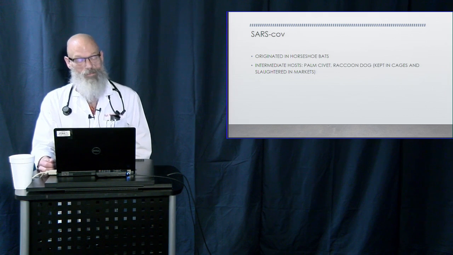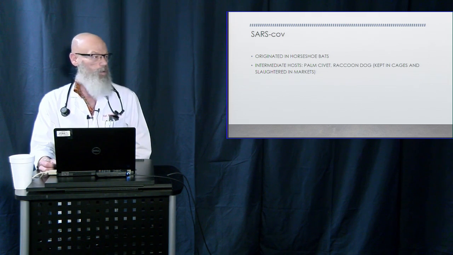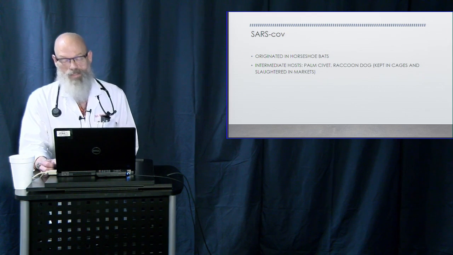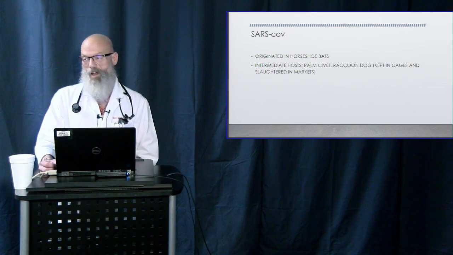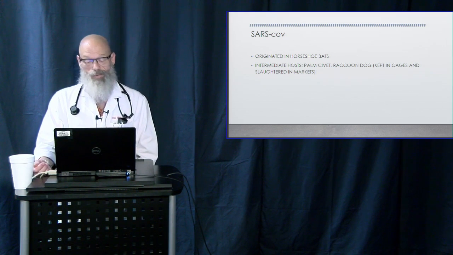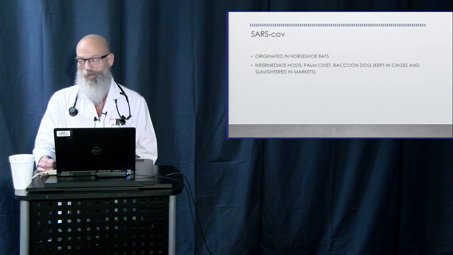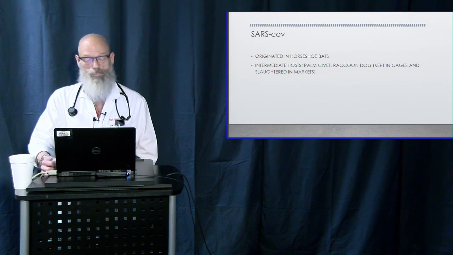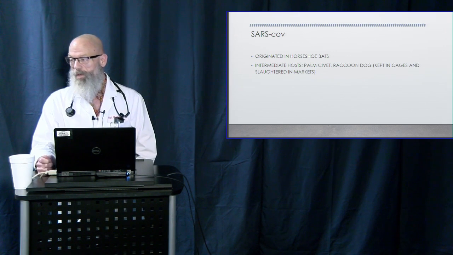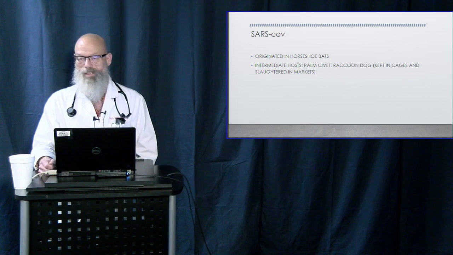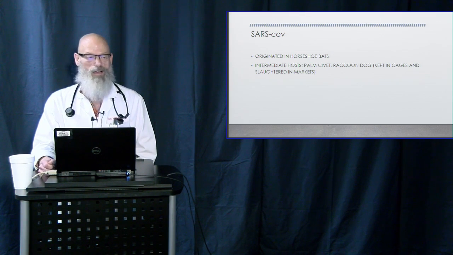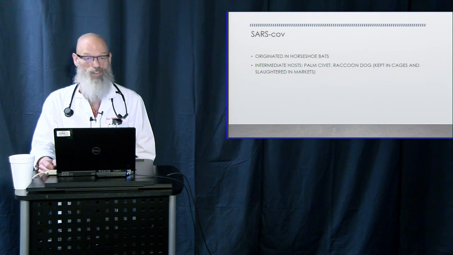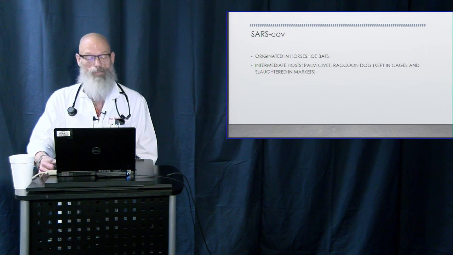We know that the original SARS coronavirus originated in horseshoe bats in China. And scientists have also demonstrated that the intermediate hosts were small mammals called the palm civet and the raccoon dog, which are kept in cages and slaughtered in the markets. They've also shown that the people at the markets who were carriers of the SARS coronavirus 1 were actually the stall handlers, the people who brought these mammals to the market.